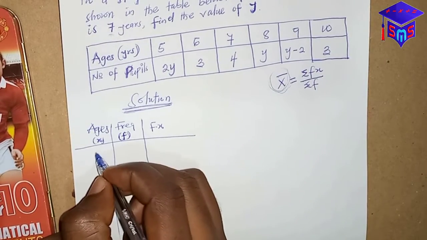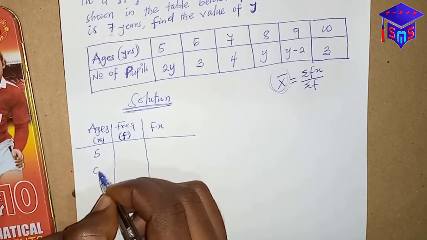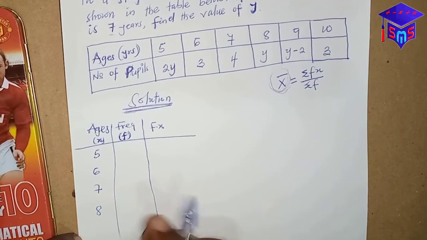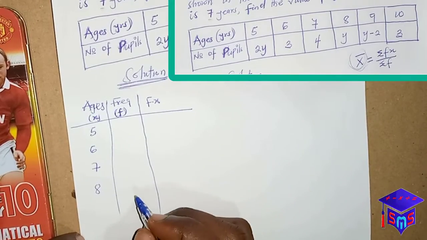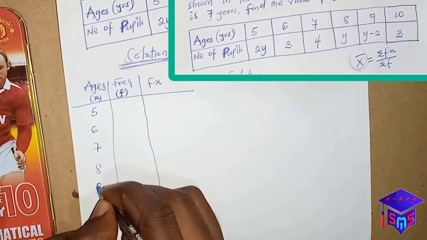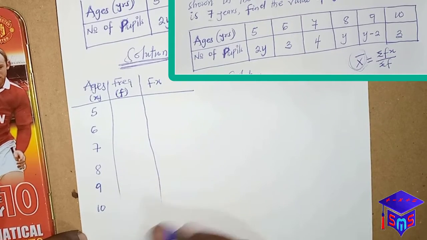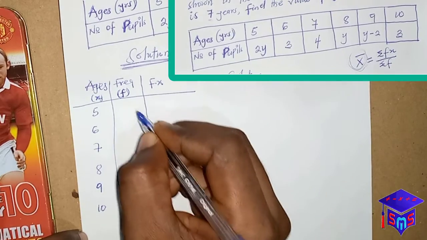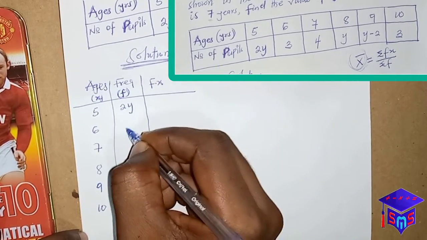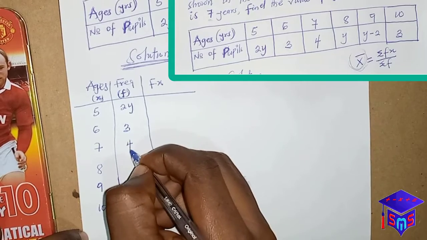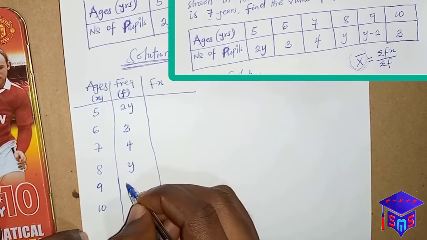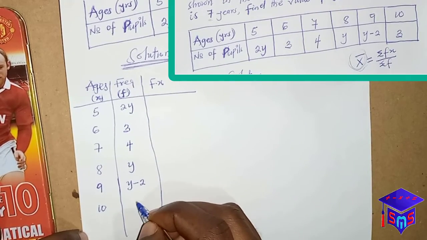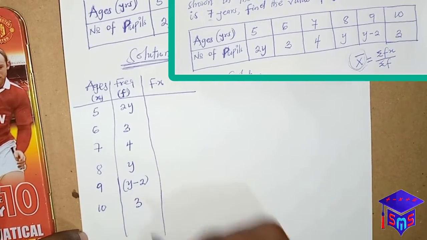All right, so the first age is 5, the next one is 6, we have 7, we also have 8, and then we have 9, and then 10. So the frequencies are 2y, this one is 3, this one is 4, this one is y, this one is y minus 2, and this one is 3.